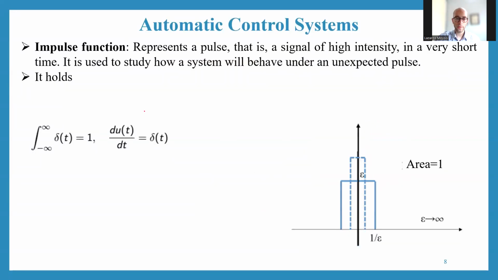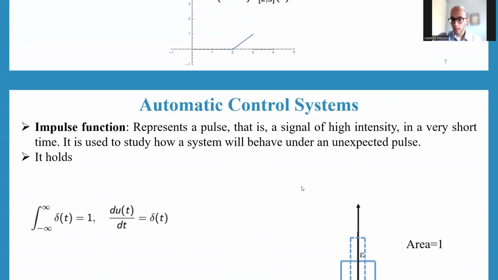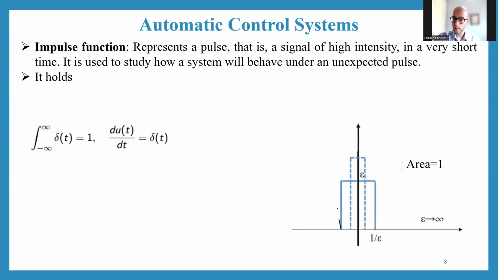Now, the next very important function is the impulse function. It's actually very famous. What is the impulse function? The output for this input is called the impulse response. You may have heard that in other courses. The impulse function represents a pulse, which means we have a signal of very high intensity provided in a very short time. To estimate this, think of a rectangular area: the base is 1 over epsilon, and the height is epsilon. So the whole area has a value of 1.